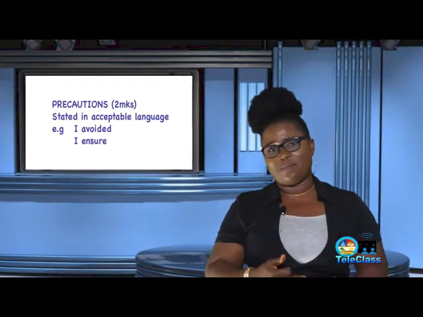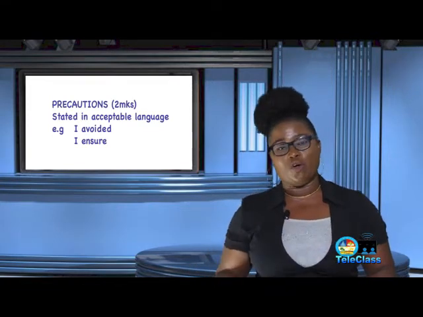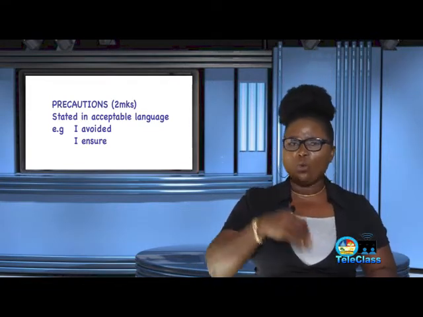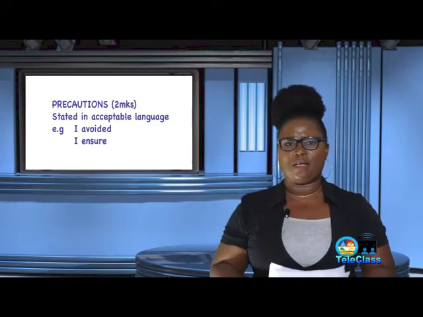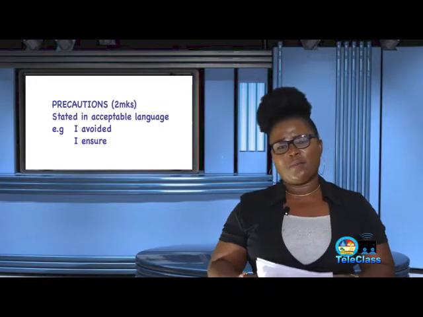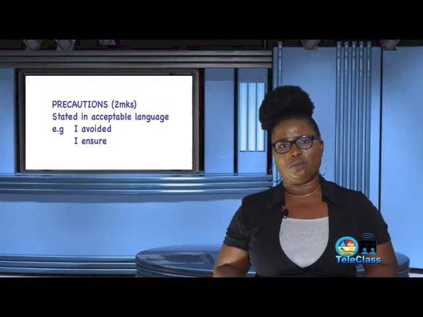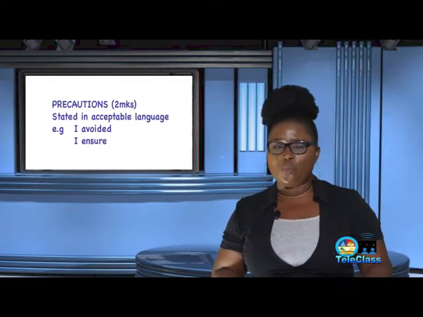Now, if you still end by saying I avoided parallax error, you will still fail it. Why? Because you did not mention the instrument used in that practical. For instance, maybe you are carrying out a practical on simple pendulum. You have a meter rule, you have a stopwatch.